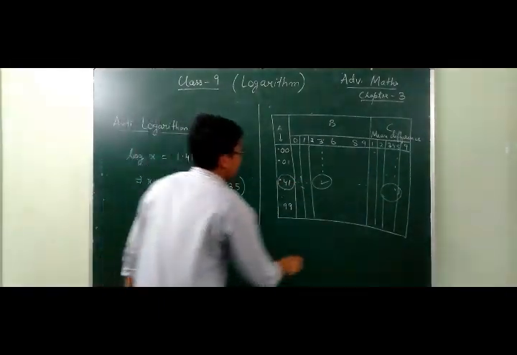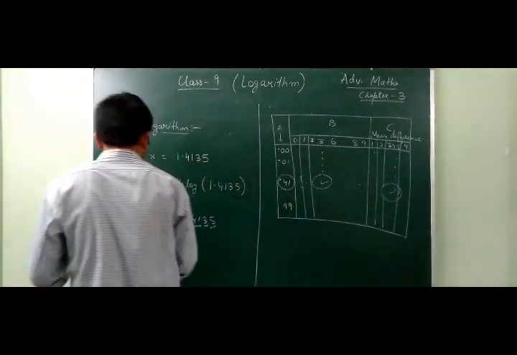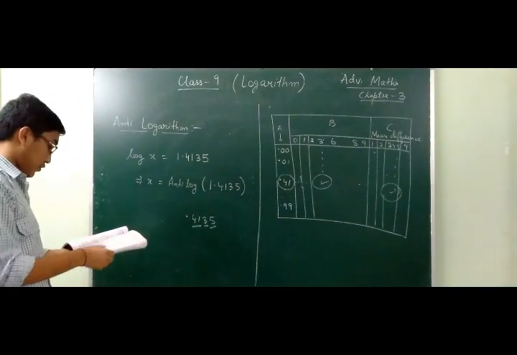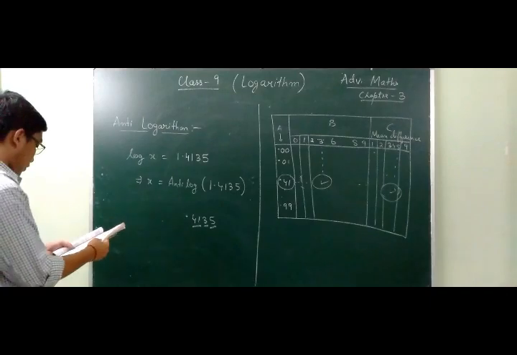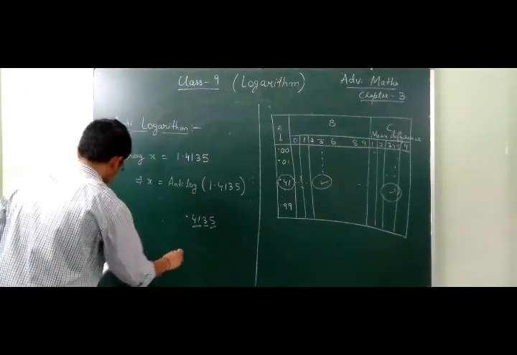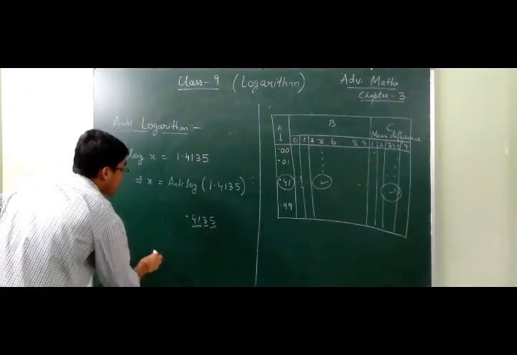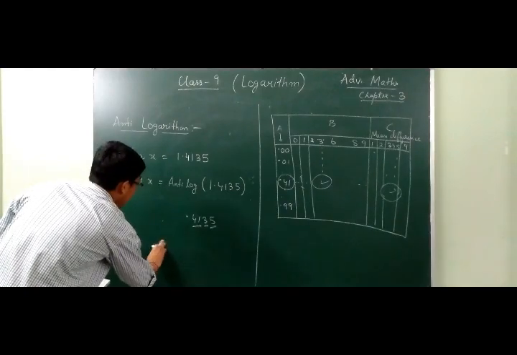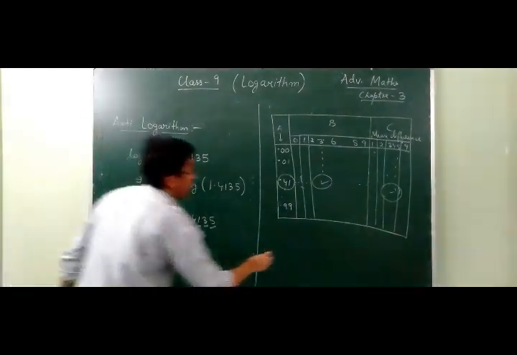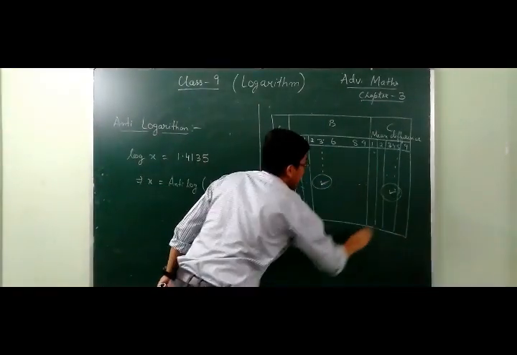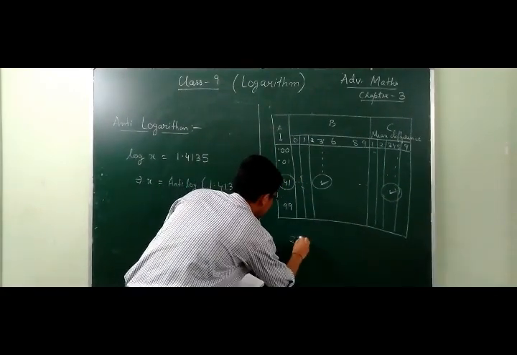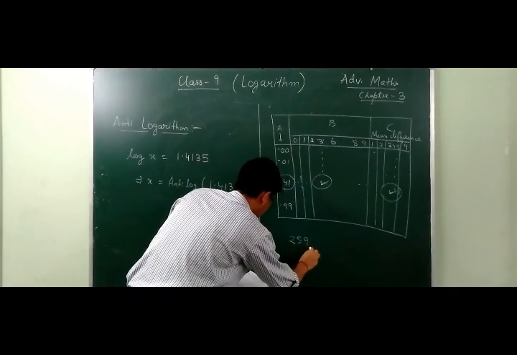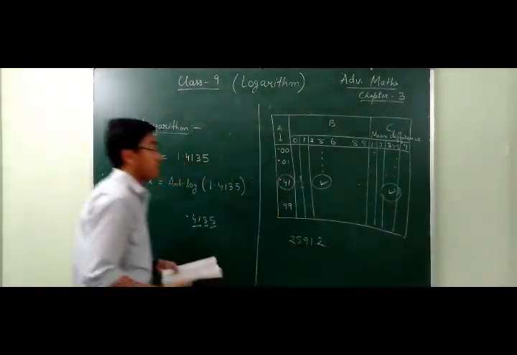So we get the answer from the log table. Okay, let me write it here. We get, this is, after adding this number and this number, we get 2, 5, 9, 1, 2.